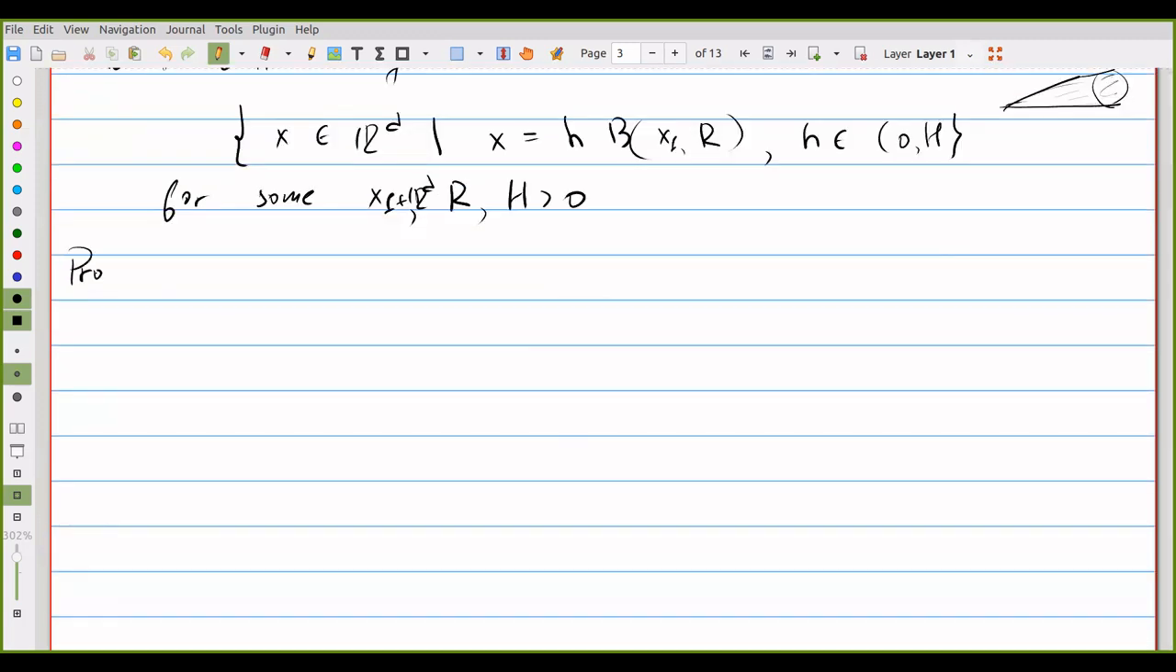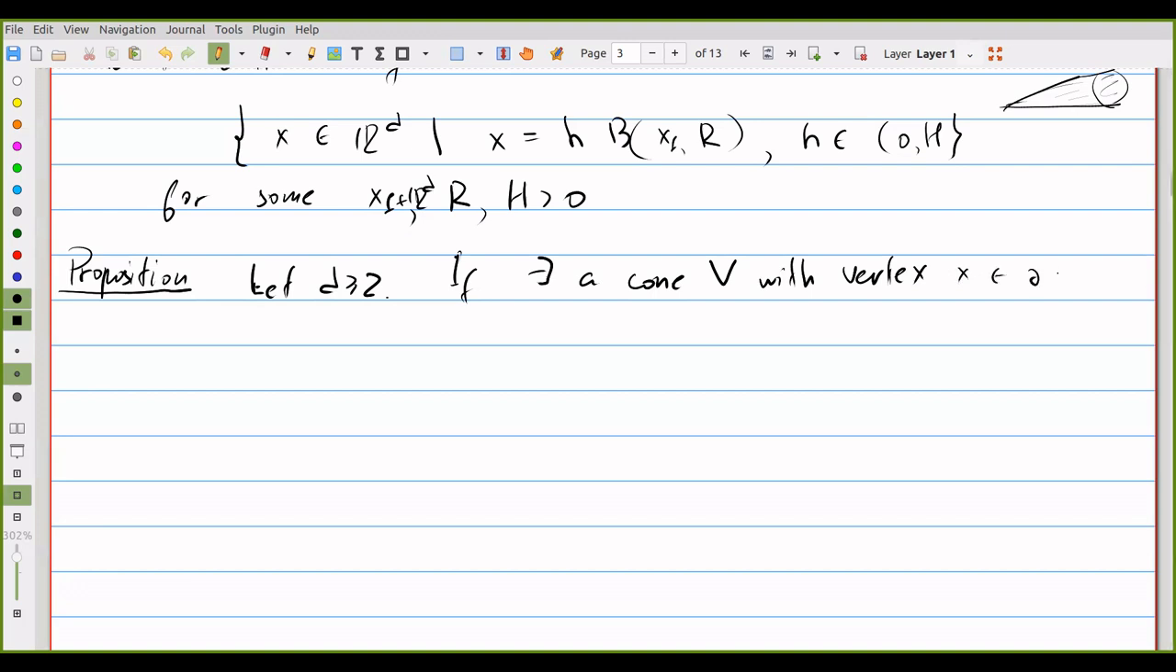And the proposition we care about is: let d be greater than or equal to 2. It doesn't make sense to consider cones in R^1; your set D is just an interval. If there exists a cone V with vertex x on the boundary such that V belongs to the complement of D, then x is regular.